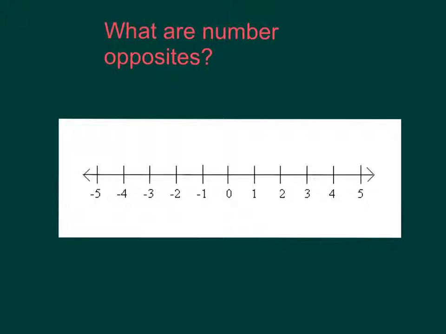What are number opposites? Well, number opposites are important because they're going to help us understand the definition of an integer. A number opposite is a number that is the same distance away from 0 on the number line. So if we look at -4 and +4, we know that +4 is 4 units away from 0 on the number line. We also know that -4 is also 4 units away from 0 on the number line.